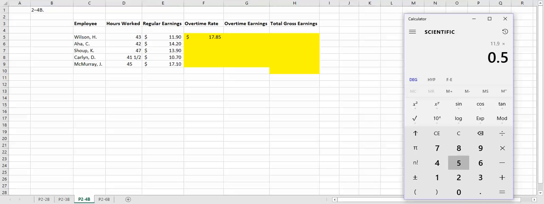times 0.5, which gives us $5.95, and then add the $11.90 back in. It's going to give you the same overtime rate. I just do it times 1.5 because it saves me a step. I don't have to worry about the addition.